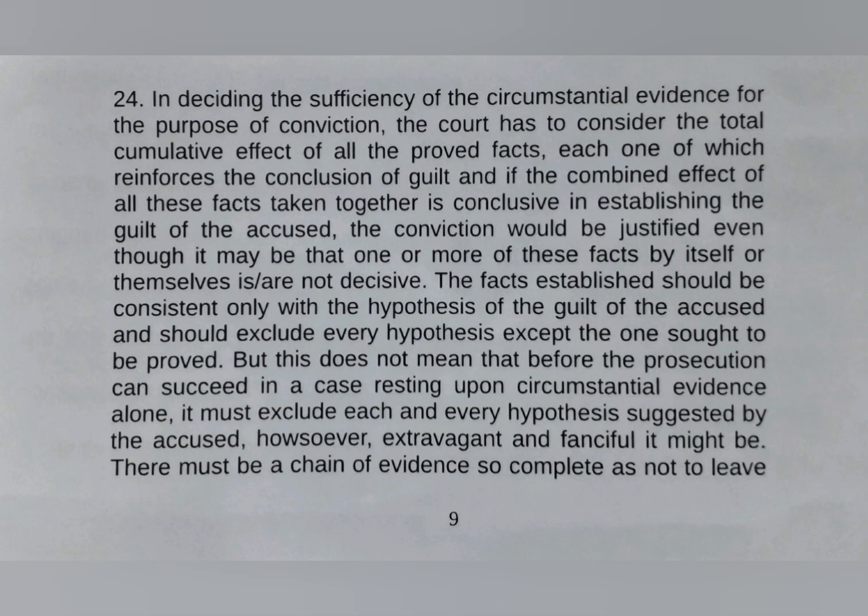In deciding the sufficiency of the circumstantial evidence for the purpose of conviction, the court has to consider the total cumulative effect of all the proved facts, each one of which reinforces the conclusion of guilt, and if the combined effect of all these facts taken together is conclusive in establishing the guilt of the accused, the conviction would be justified, even though it may be that one or more of these facts by itself or themselves is oblique or not decisive.